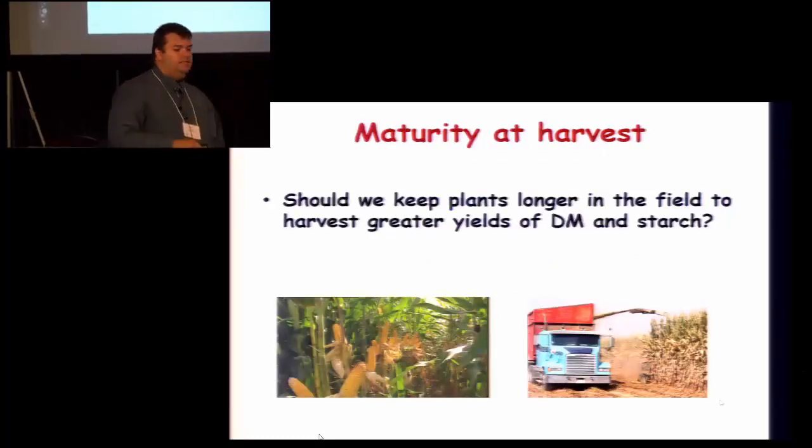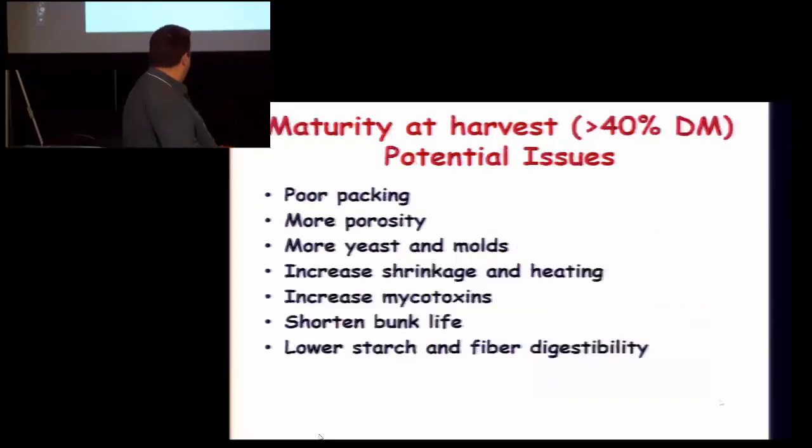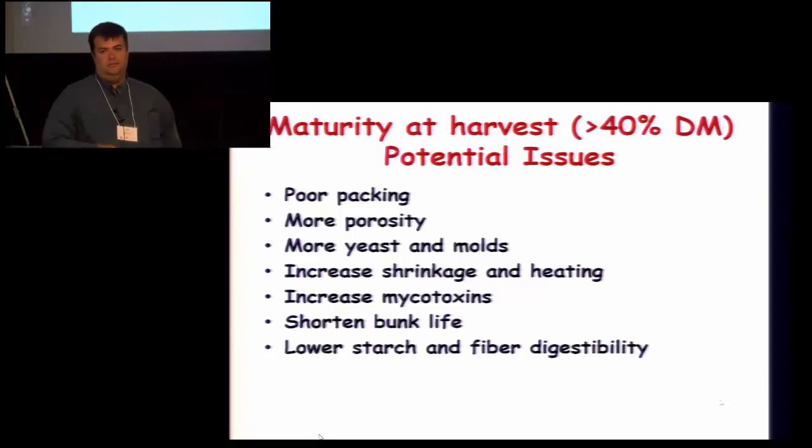The second thing I want to discuss is maturity at harvest, okay? A lot of times, we need to keep plants in the field for longer to accumulate more starch. A lot of times, we want to leave plants in the field for longer to accumulate more dry matter. So our yields are slightly greater, okay? However, many years ago, some potential issues were highlighted about harvesting silage above 40% dry matter. Some of those issues include poor packing, which may lead to more yeast and molds in the silage, okay? Higher risk of shrinkage and mycotoxins, but more important than that, as I mentioned earlier, lower starch and lower fiber digestibility.